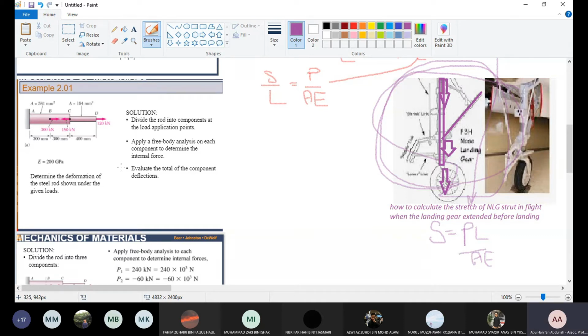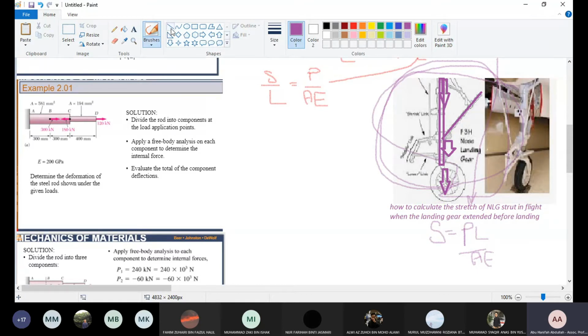No, sir. Okay, let's try to work out here. This is a column. The cross-sectional area of A is 551 millimeter square, and this area for the whole A, B, C, D, for the whole column, the whole cylinder, is 581 millimeter square, and the area CD is 194 millimeter square. We have point force here 300 kilonewton. We have 150 and 120 kilonewton upward.